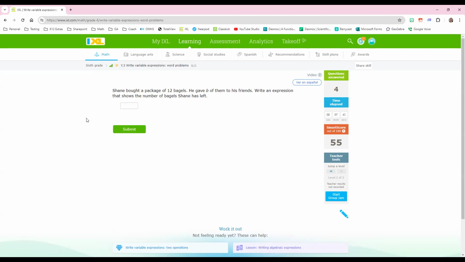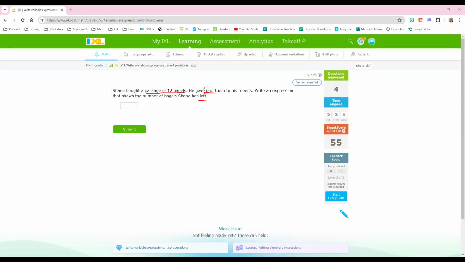Shane bought a package of 12 bagels. He gave B of them to his friends. Write an expression to show the number of bagels that Shane has left. All right, so we know that he started off with a package with a total of 12 bagels. And if he's giving them away and we want to know how many he has left, those two things signify subtraction because it's not telling us that he split them evenly among his friends.